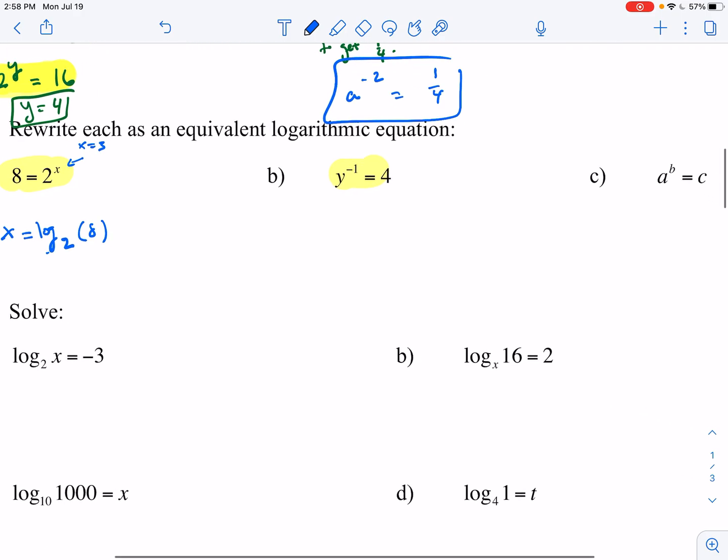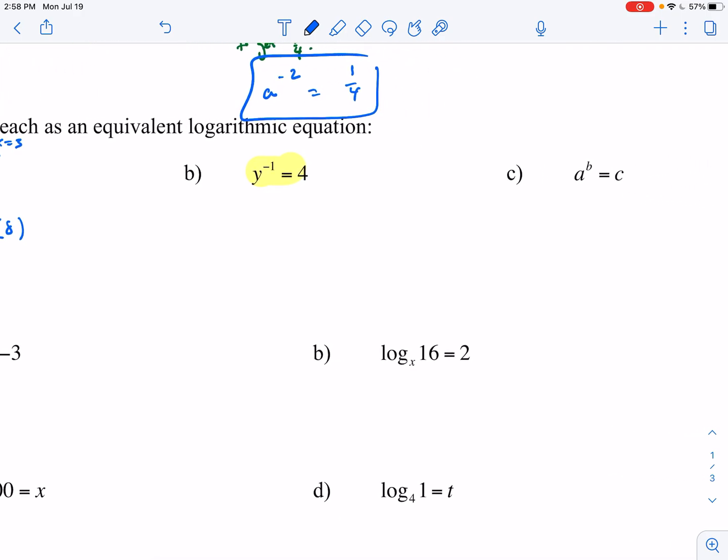Okay. Part B, again, start with the exponent. We're going to say -1 is the exponent. So -1 equals log, with the base 4, not the base in this case. So -1 is the exponent that y is raised to get 4. So we start with the exponent and then we do equals and we do log and we start with the base. The base is the thing that is raised to the power, right?